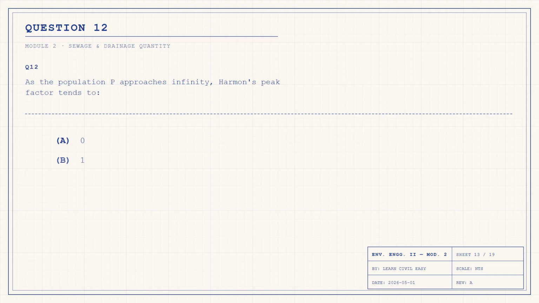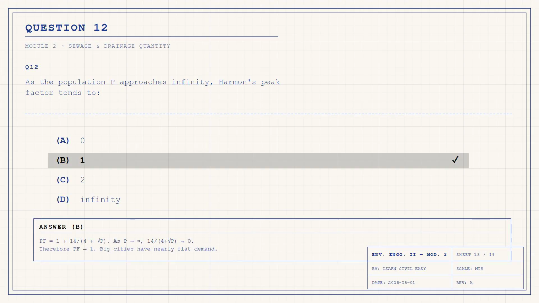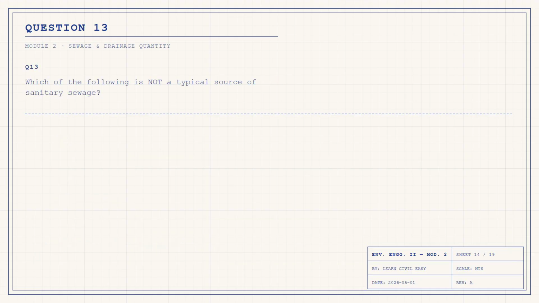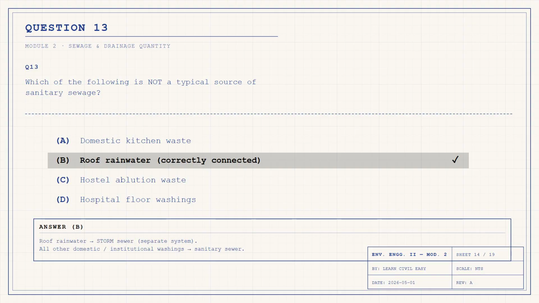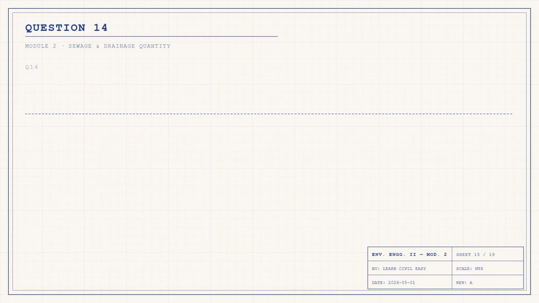Question 12. As population P approaches infinity, Harmon's peak factor tends to 1 as square root of P grows. 14 divided by 4 plus square root of P approaches 0, so PF approaches 1. The answer is B. Question 13, which is not a source of sanitary sewage. Roof rainwater, when correctly connected, goes to the storm water sewer, not the sanitary sewer. Domestic, hostel, and hospital wastes are all sanitary. The answer is B.